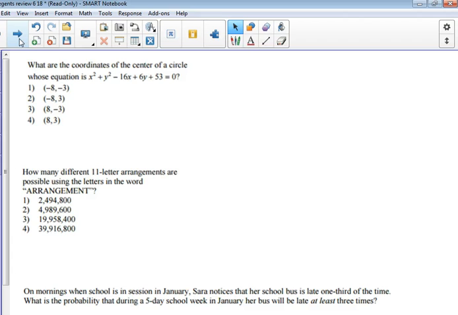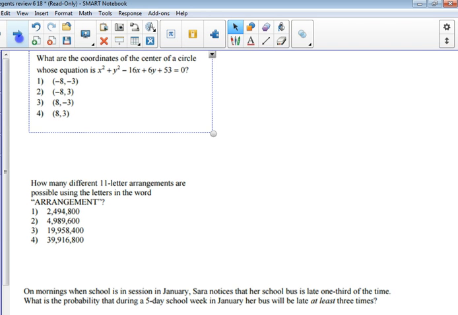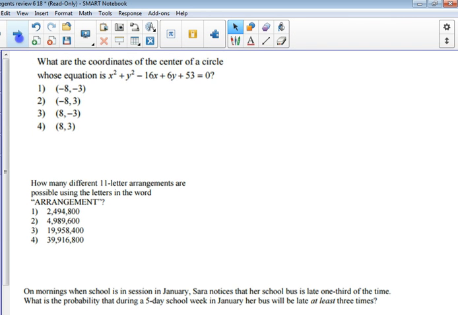All right, let's see what we got next. Oh, all right, good. We did completing the square yesterday, but we haven't done it with the circle stuff. So see if you guys remember what's going on with this one.